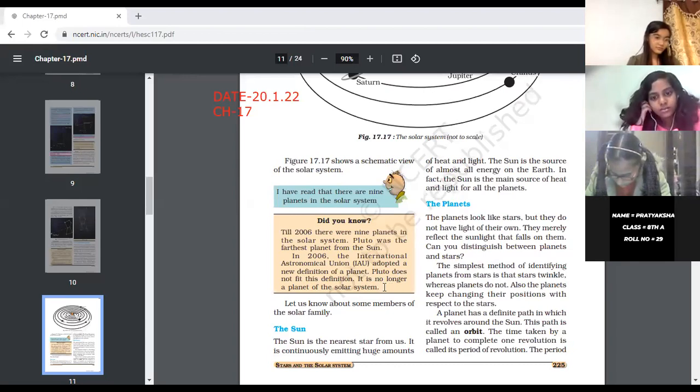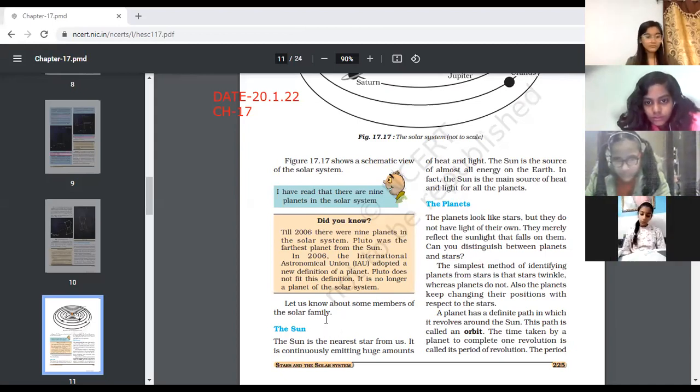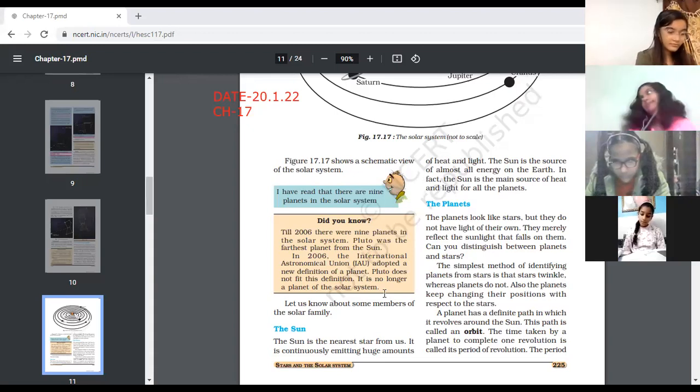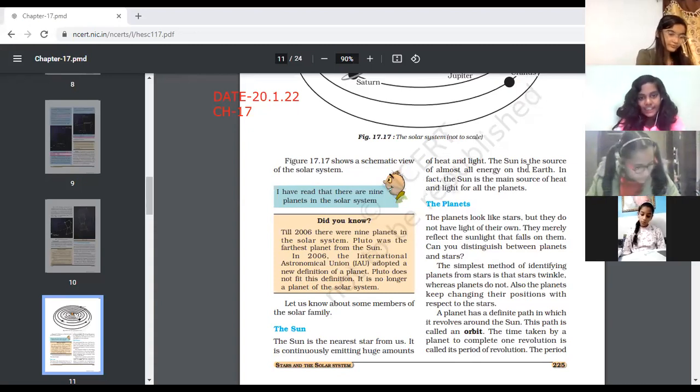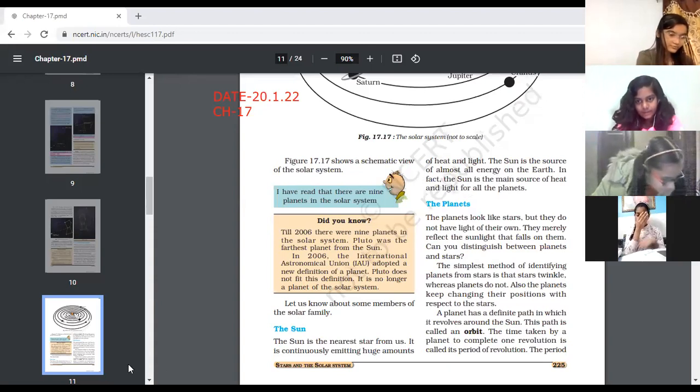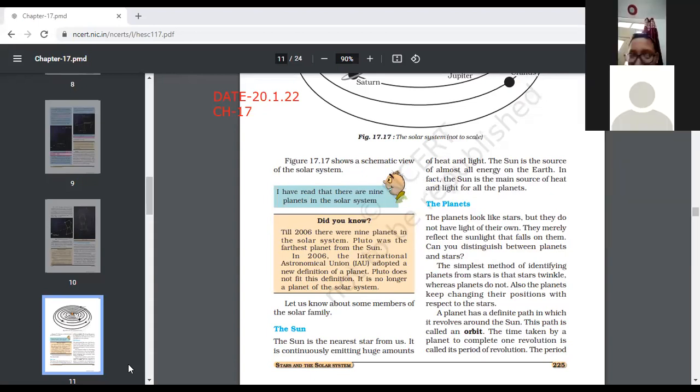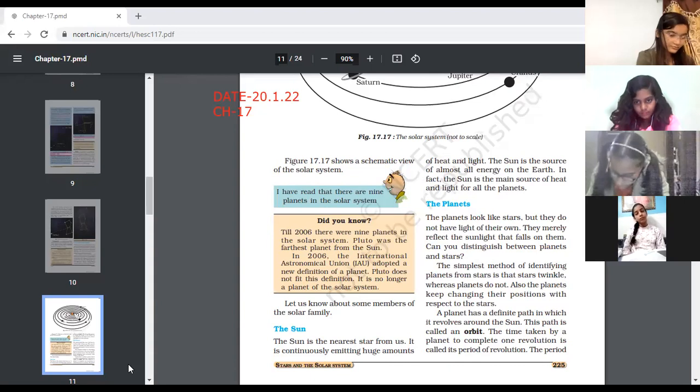Let us now know about some members of the solar family. The Sun. The Sun is the nearest star from us. It is continuously emitting huge amounts of heat and light. The Sun is the source of almost all energy on the earth. In fact, the Sun is the main source of heat and light for all the planets. The planets look like stars.